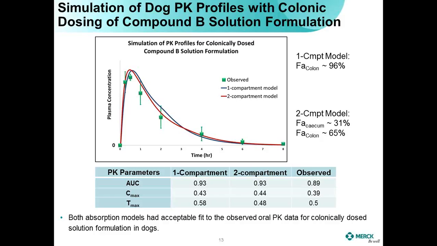So let's look at the actual work for compound B. Here I didn't show the dog oral PK model, but showed the more critical data of the models, which is the colonically dosed dog PK data. As you can see, the optimized 1-compartment and 2-compartment models showed acceptable fittings against observed data by adjusting the lower gut ASFs in each model. The total fraction absorbed in both the 1-compartment and 2-compartment models are generally comparable.